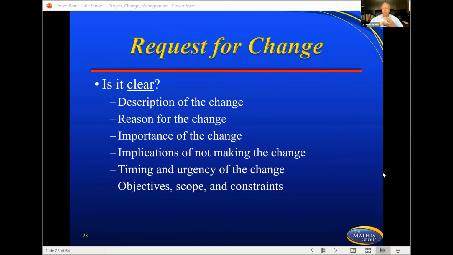All right, so when somebody requests a change, in most cases, the team can request a change, the customer can, management can, anyone can request a change, but there are going to be reasons for this. So several things. When someone requests a change, is it clear? Is the description of the change clear? Are the reasons for the change very detailed in the document? Is the importance of the change, implications of not making the change, the timing, the urgency of the change, objectives, scope, constraints?